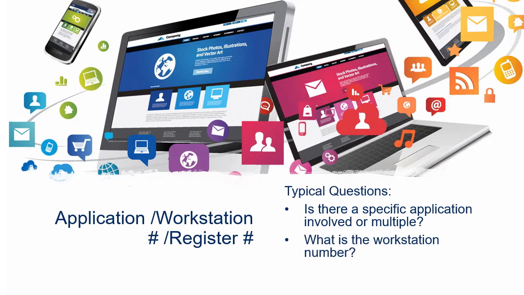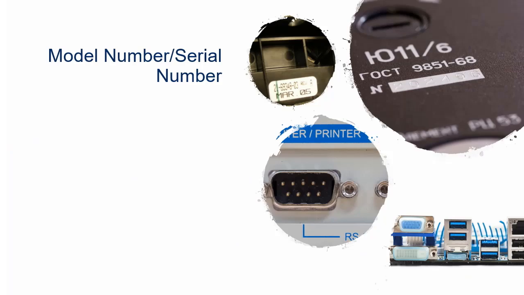Here's some more typical questions. When someone's reporting a problem with an application, you might ask them, is it just this application, or is it other applications? And you know, the workstation number, register number, which we talked about. Another good question is, is it happening on more than one workstation or register or scanner? Have you tried a different scanner? That's a very effective troubleshooting technique as well.